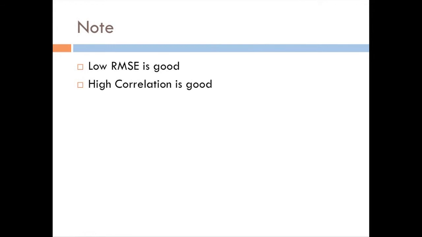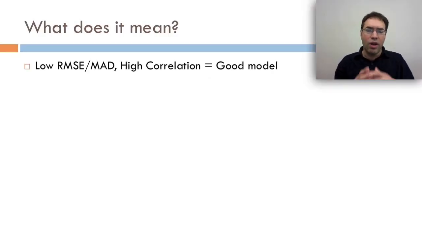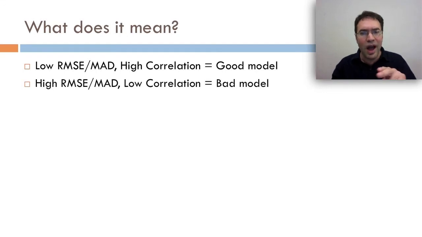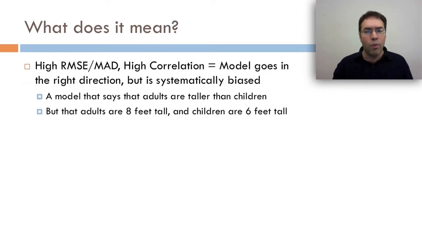Now, you should note, having thought about this, that a low root mean squared error is good, whereas a high correlation is good. What does it mean? Well, a low root mean squared error or mean absolute deviation and a high correlation means you got a good model, and you can kind of go thumbs up and you're happy. A high root mean squared error or mean absolute deviation and a low correlation means you got a bad model. What if you have high root mean squared error and high correlation? In that case, your model goes in the right direction, but it's systematically biased.